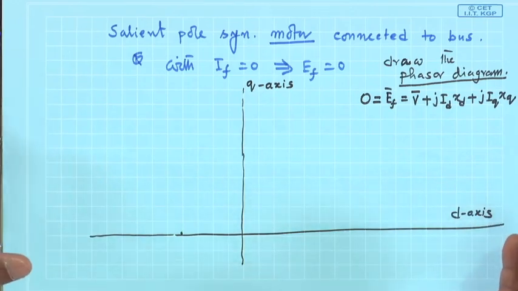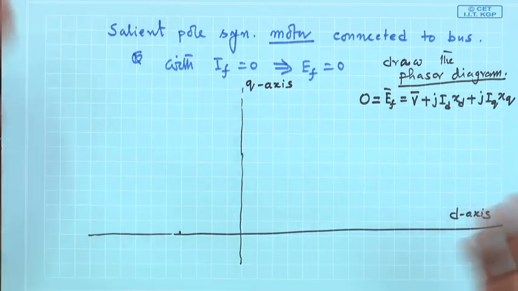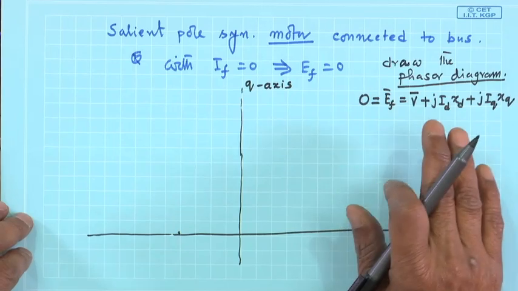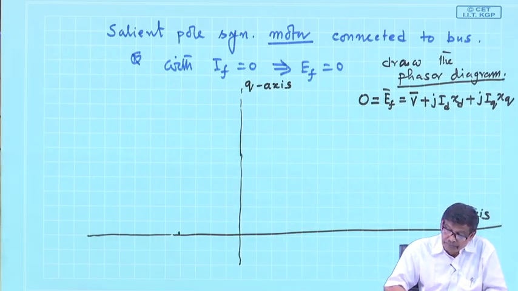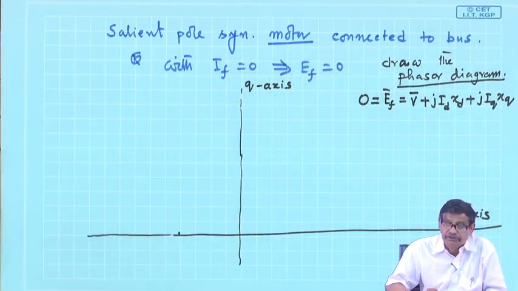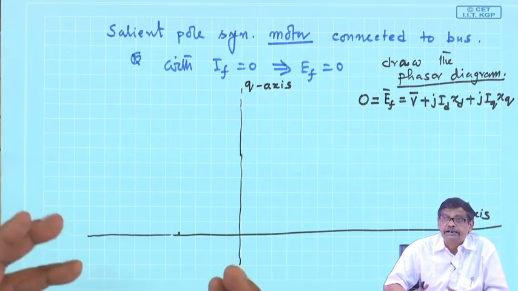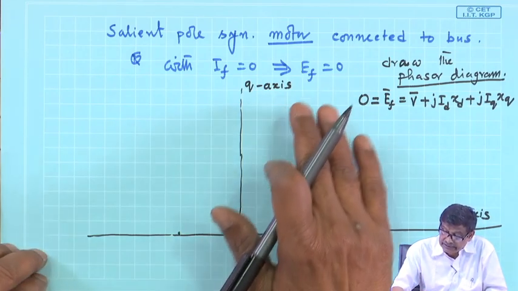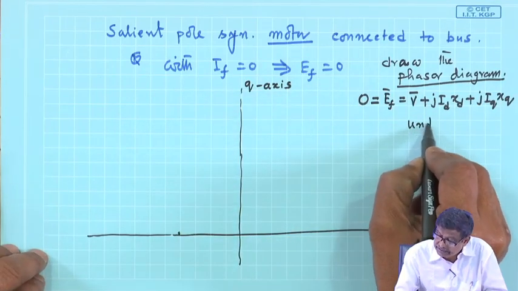So, where to start? V is finite, because the machine is connected to the bus. V is the terminal voltage per phase, and that is finite. Ef is 0. Therefore, a synchronous motor connected to bus with Ef equal to 0, at what power factor will it operate? Under excited synchronous motor. So, the machine must be under excited.